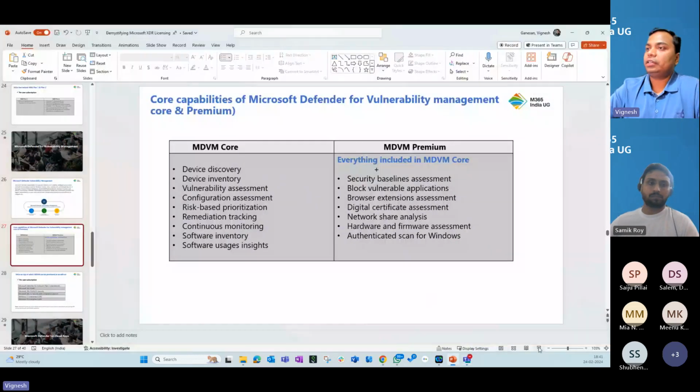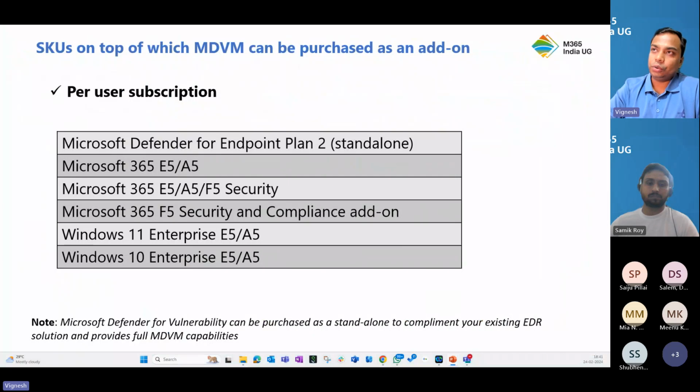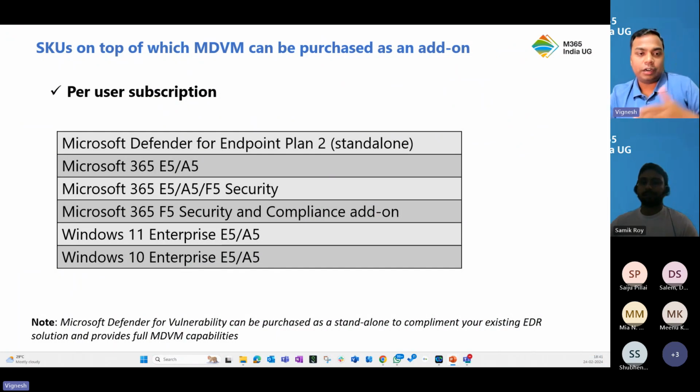Okay, so with that, here are the different SKUs. And one thing that you need to be very clear about here is that all this time, whatever I said before this, at least for your Defender for Office 365, Defender for Identity, and Defender for Endpoint, all these SKUs that I was showing for those products, they included that. But when you look at MDVM, these are SKUs on top of which MDVM can be purchased as an add-on. So you need to have these as a base license, and your MDVM can be purchased as an add-on.